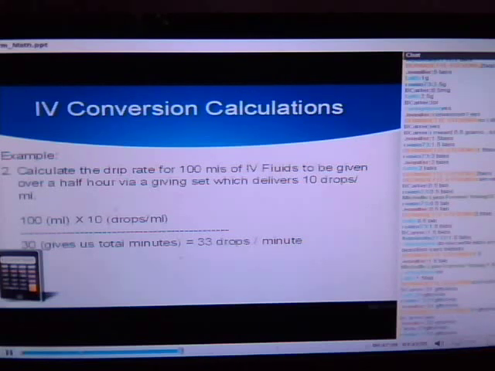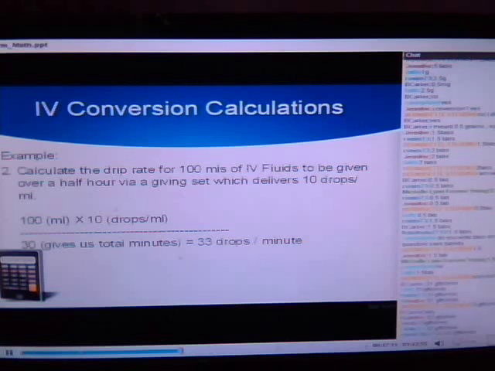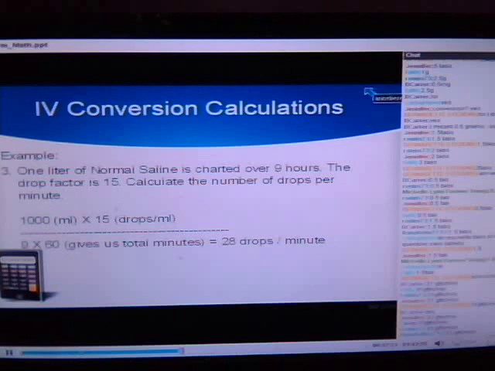So we have 1 liter of normal saline is charted over, to be charted means, we wrote that in the MedX, over a 9-hour period. The drop factor is 15. This is what I'm talking about. This is what you'll read on the package when you go to get your IV tubing. Calculate the number of drops per minute.